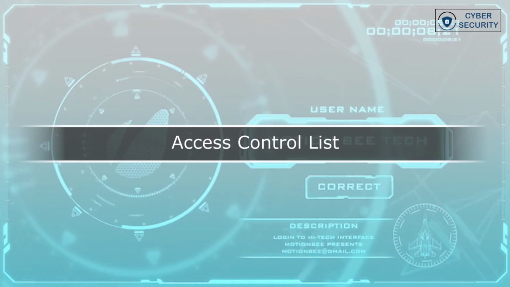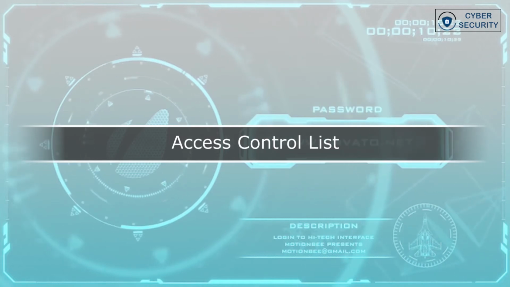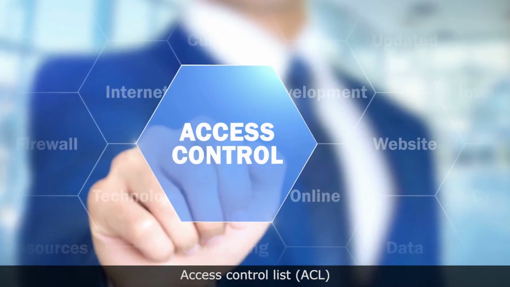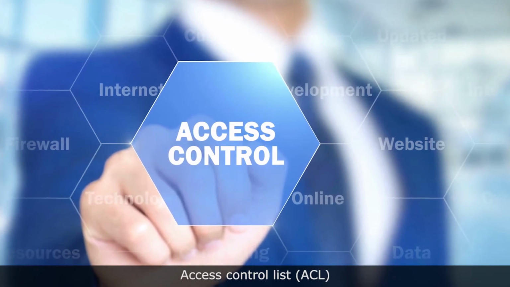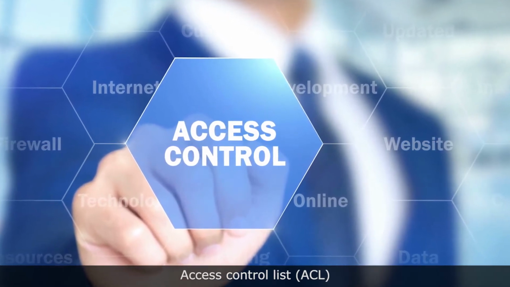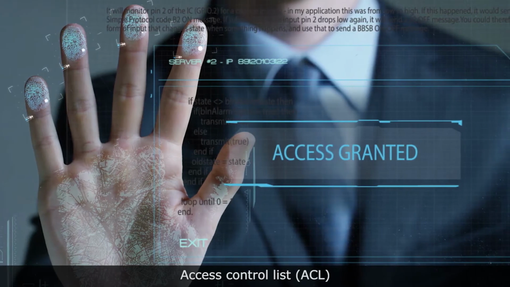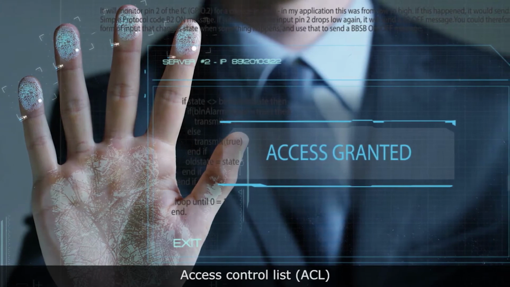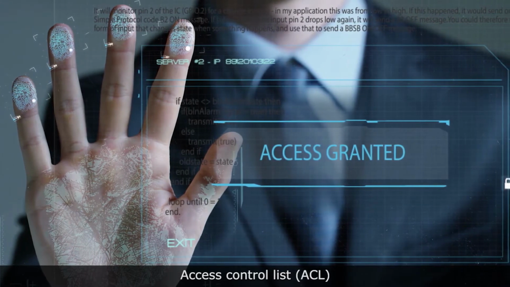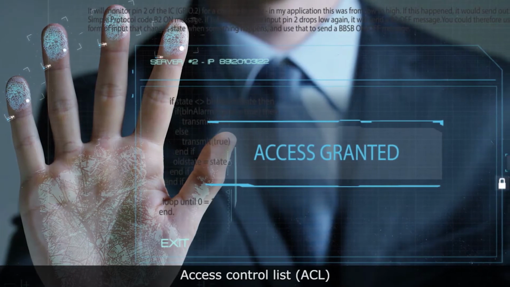The first one is Access Control List. This refers to the list of permissions attached to an object. It mentions who are all the users or which are all the processes that are granted access to the objects. Generally, it is organized in the form of a matrix. We'll discuss it in detail in the coming section.